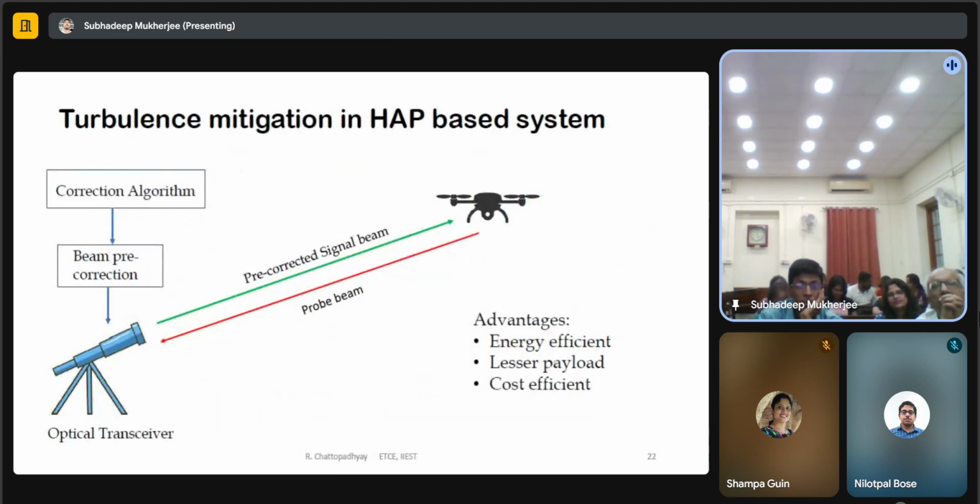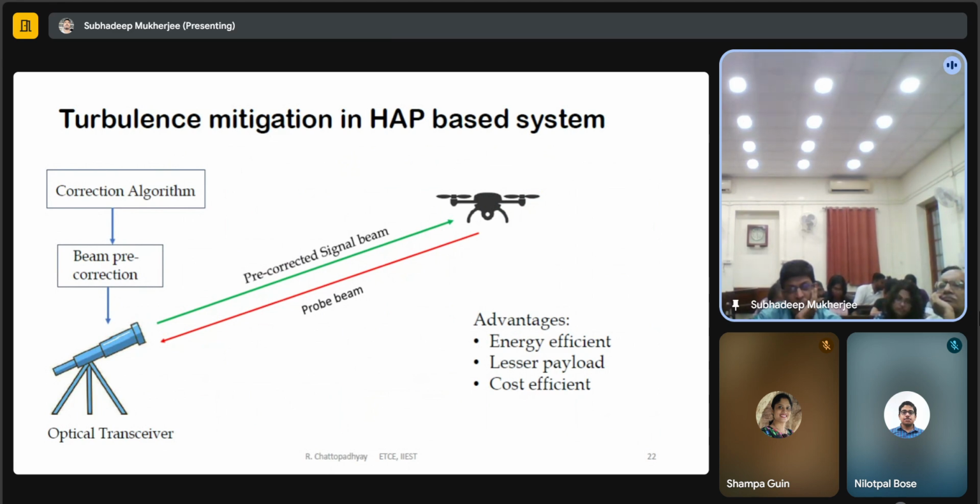So now why do we do that? This is the pre-correction algorithm that we are proposing. We have the hovering platform there, and we cannot do complicated calculations on it. So what we do is that we send a probe beam from the hub to the ground station, and in the ground station, we do the correction algorithm.